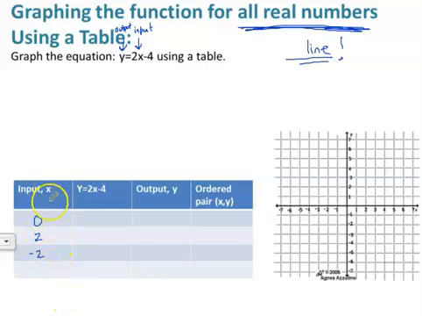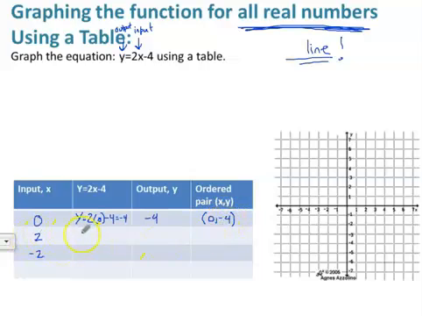So if my input value for x is 0, I'm going to plug 0 in whenever I see an x, and then I'm going to evaluate. So 2 times 0 is 0, minus 4 is -4. So the output value would be -4 here. And I can write that as an ordered pair as 0, -4. There's our input, and there's our corresponding output.